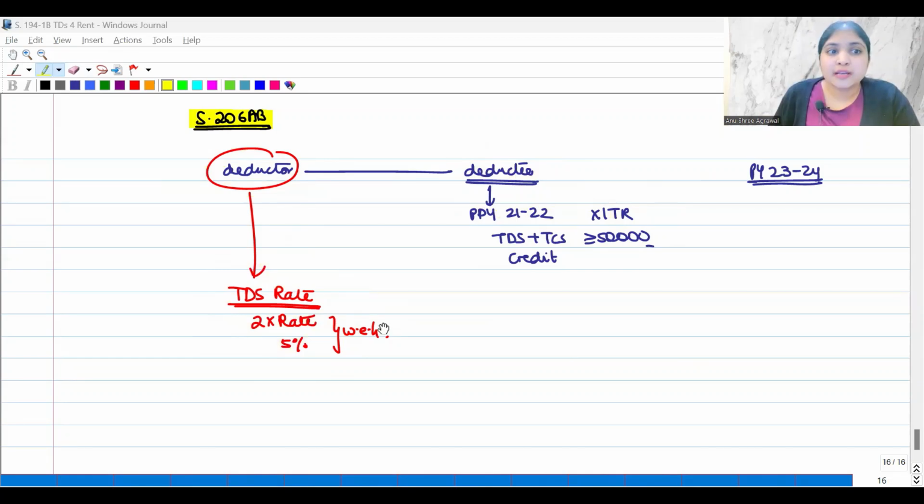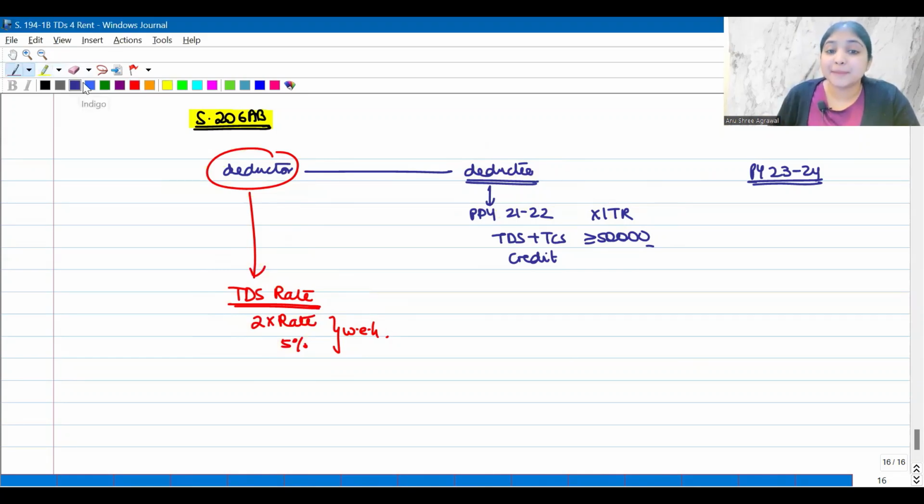But please know that 206AB is not applicable to every section. 206AB is not applicable to multiple sections. It is not applicable to section 192, TDS on salary. It is not applicable to 192A, TDS on RPF withdrawal. It is not applicable to 194B, your lottery winnings and all. Not applicable to 194BA, net winnings on online games.